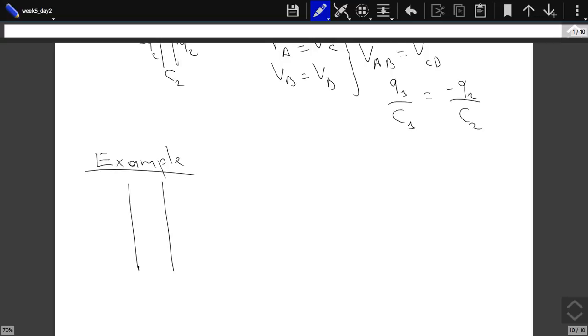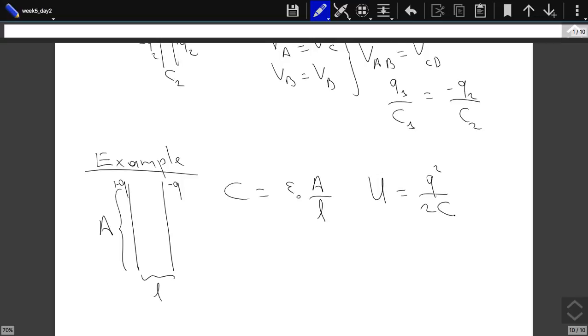Well, we calculated this problem. We have a parallel plate capacitor, empty inside. What's the capacitance? It's epsilon 0 A over L. A is the area of the plates, L is the separation of the plates. So if you imagine you put some charge, plus Q and minus Q, we know that the potential energy stored in the system is equal to Q squared over 2C.